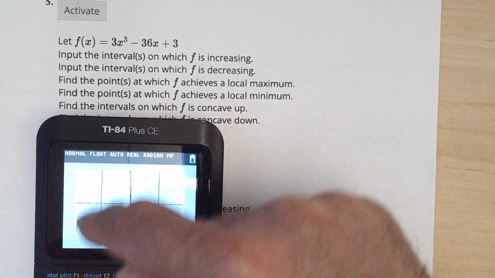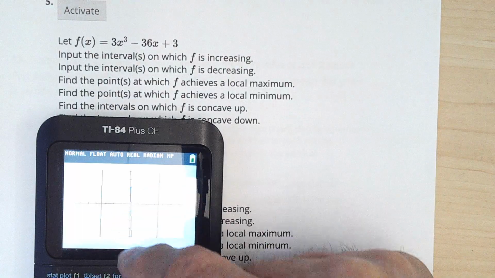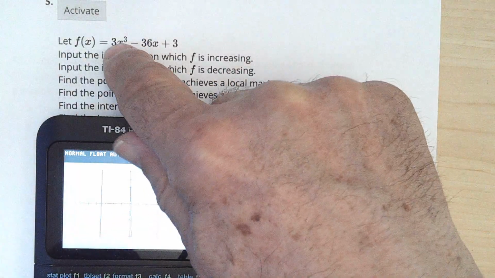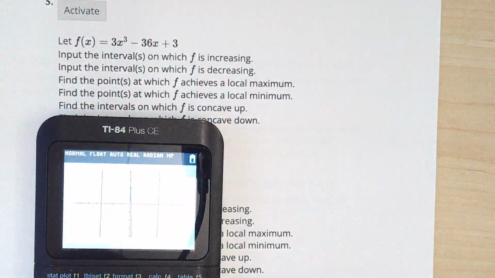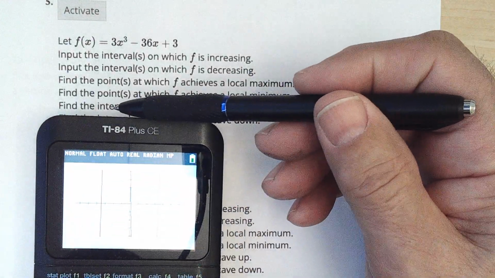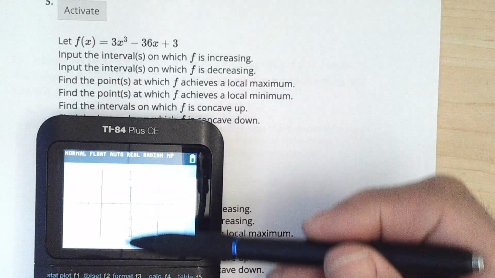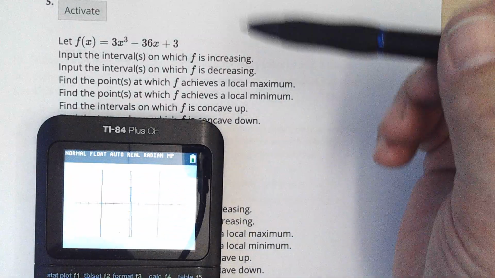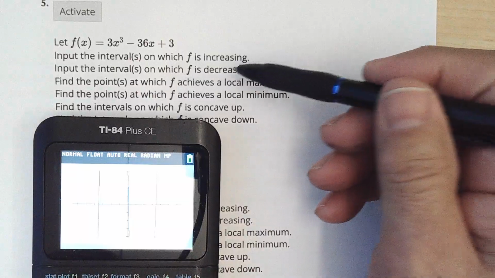Typed it in, and it's going up. It'll reach a max in here, comes back down, reach a minimum, and go back up. A third degree equation will do something like that. So it must be increasing up until the maximum, and then decreasing till the minimum, and then increasing. So we need to know where the max and mins are.